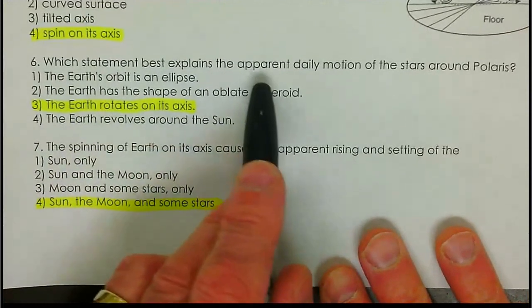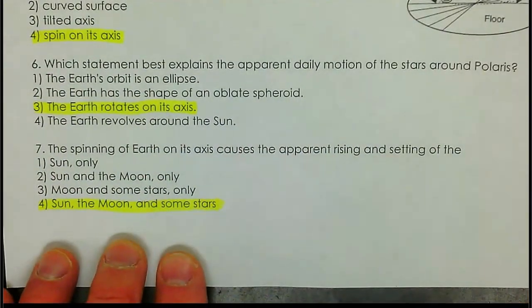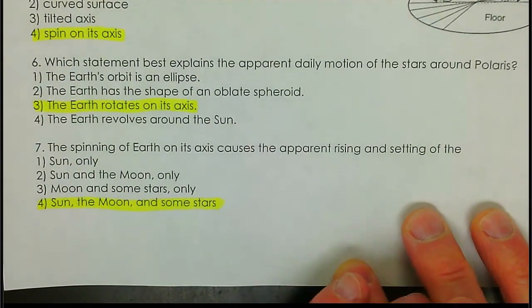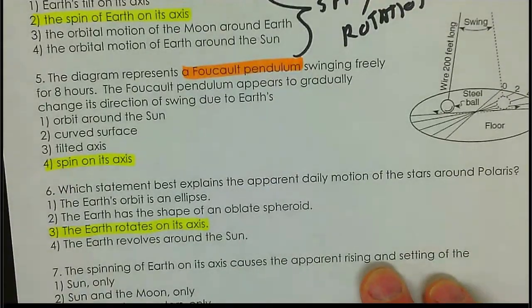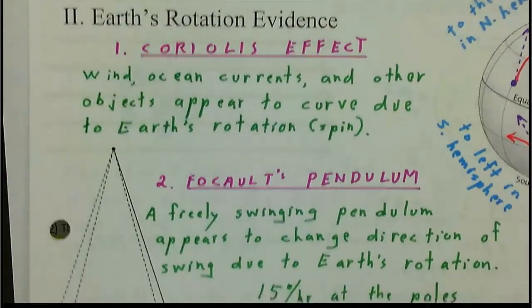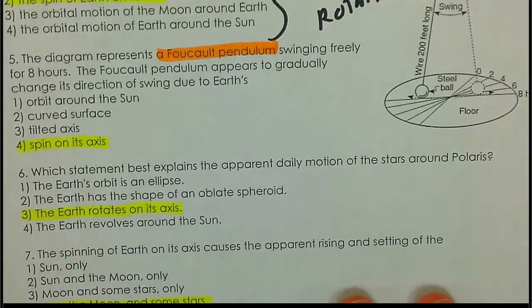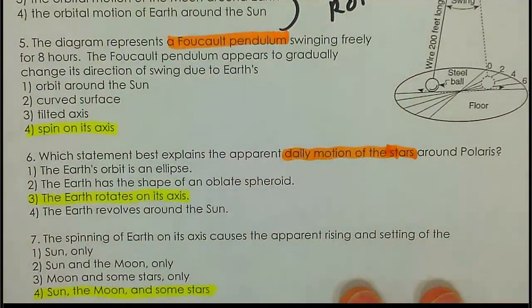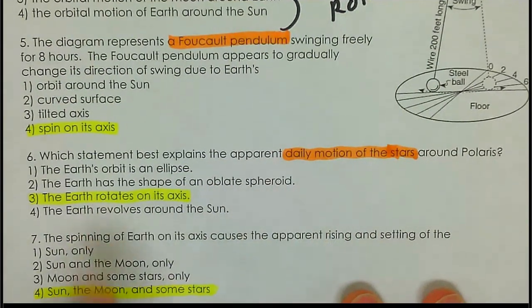Which statement best explains the apparent daily motion of the stars around Polaris? So when we look at star trails, these star trails, which make these circles around the middle star Polaris, are caused by the Earth spinning. As a matter of fact, I guess we could have used this here for that question as well. So Coriolis effect, Foucault's pendulum, and the movement of star trails are all about the Earth's rotation. If something happens every day, it's all about rotation.